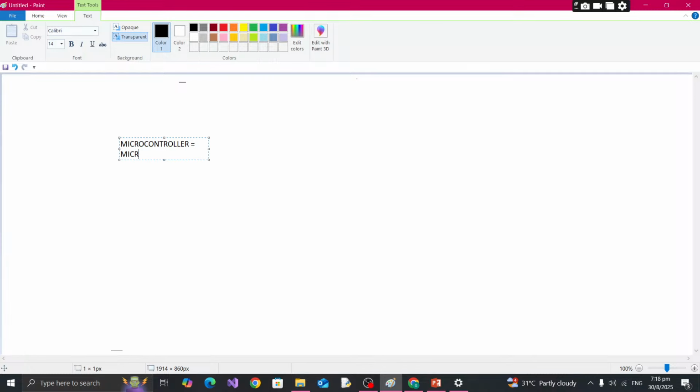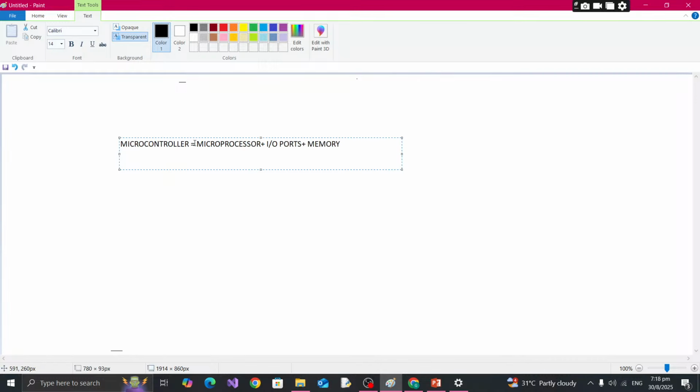It's nothing but a microprocessor, along with some IO ports, along with some memory. So this is what we call a microcontroller. A microcontroller is nothing but a microprocessor along with some IO ports and along with some memory. Okay.